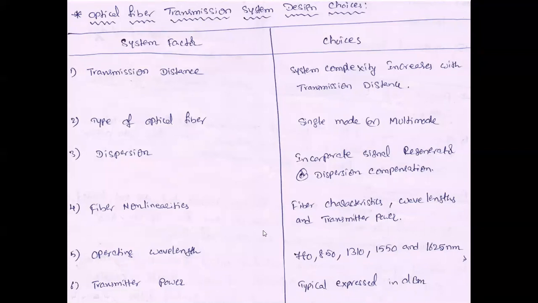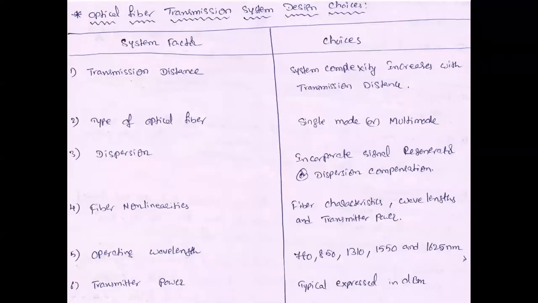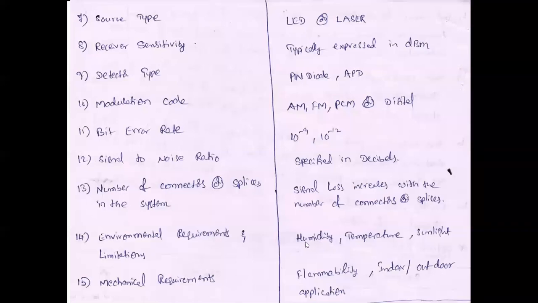Next, transmitter power, which is expressed in dBm. The next factor is source type. We take the source as either an LED or a laser. Then receiving sensitivity, which is also typically expressed in dBm, and detector type, either a pin diode or an avalanche photodiode. Here, what are the different types of modulation we use? Either amplitude modulation, frequency modulation, pulse code modulation, or any other digital type, ASK, PSK, FSK, whatever it may be.